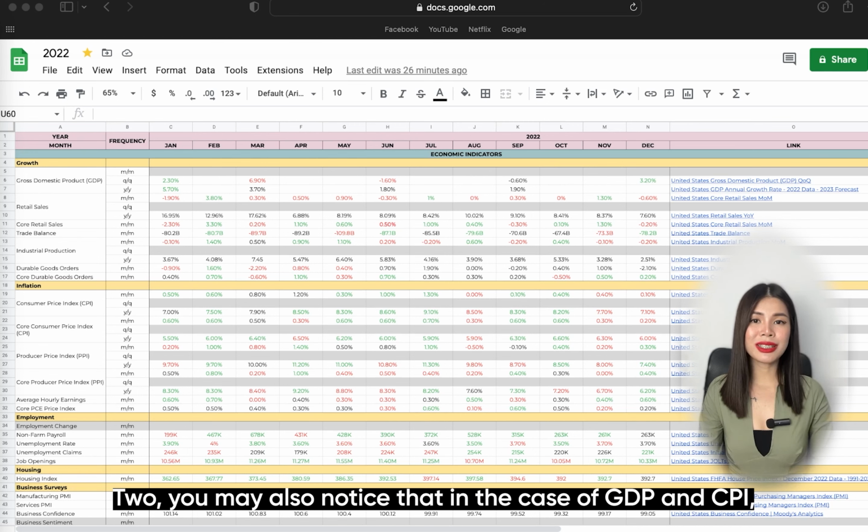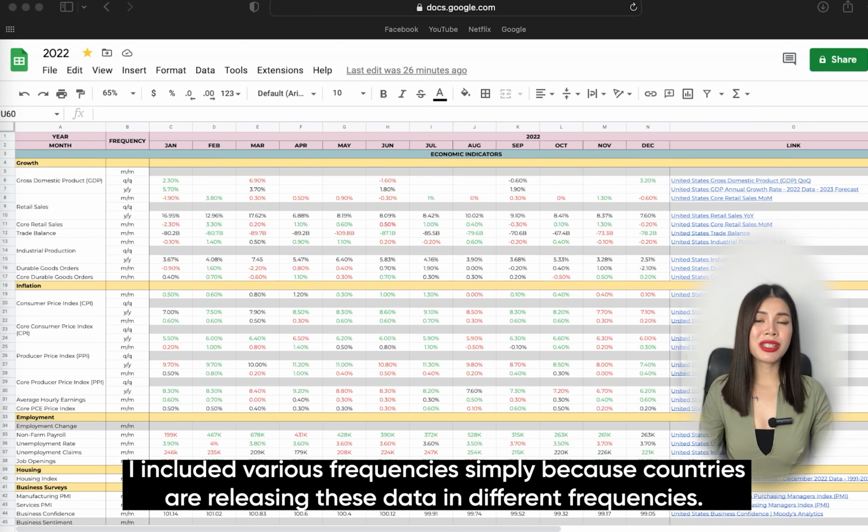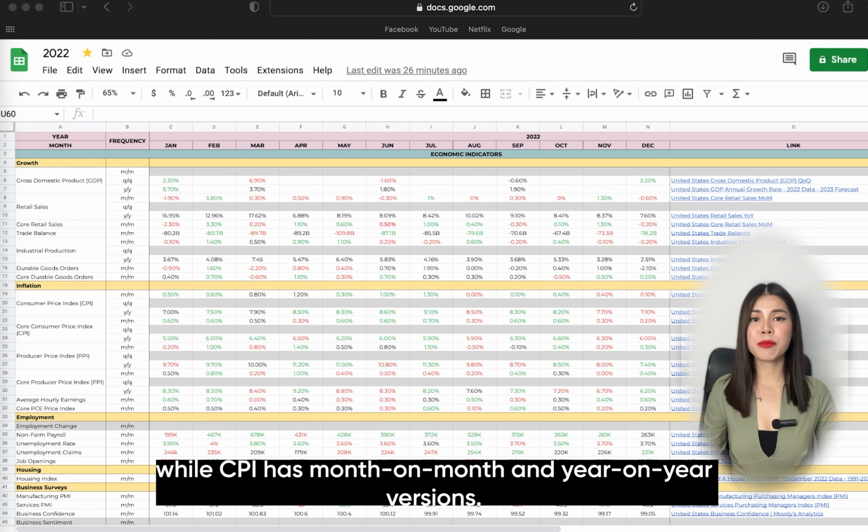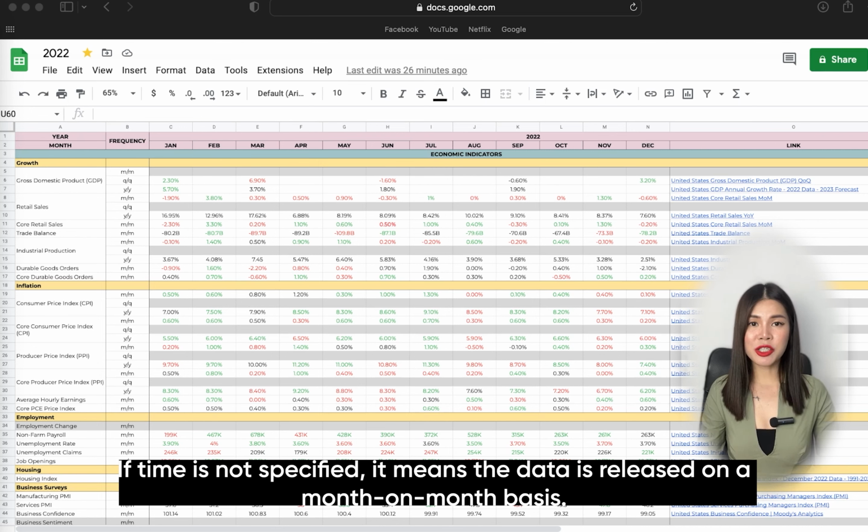2. You may notice that in the case of GDP and CPI, I included various frequencies simply because countries are releasing this data at different frequencies. In the US, only quarterly and year-on-year GDP is available, while CPI has month-on-month and year-on-year versions. If the time frame is not specified, it means the data is released on a month-on-month basis.